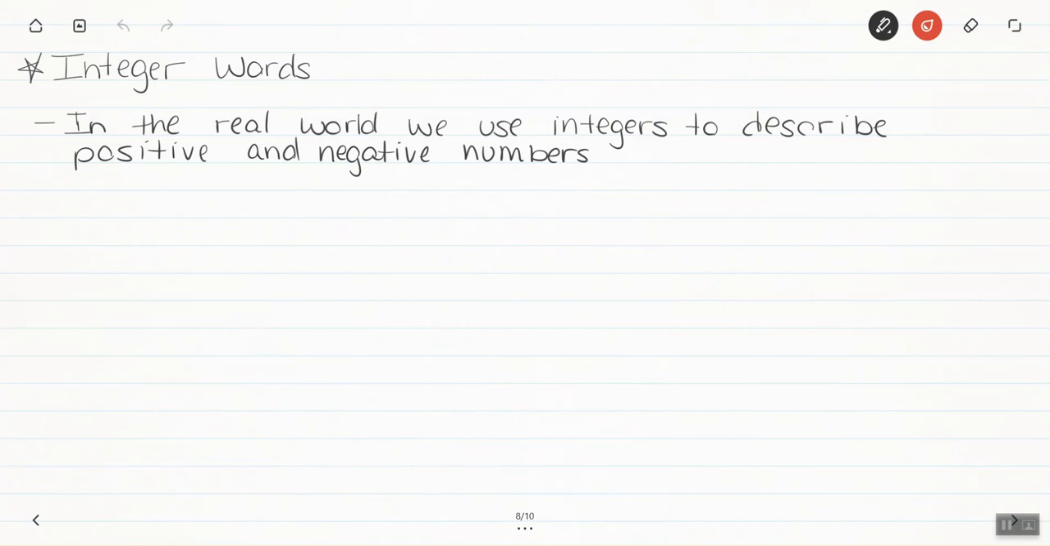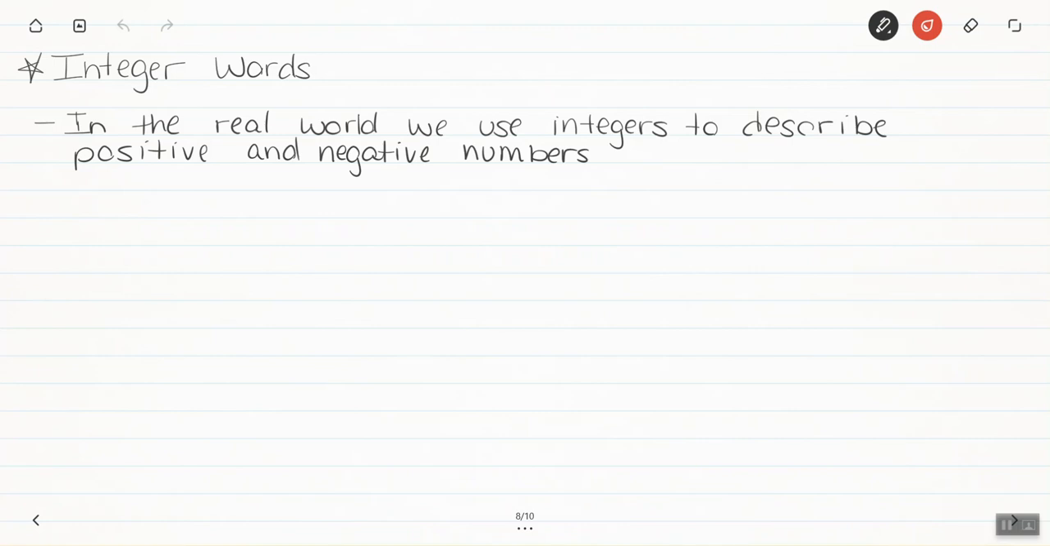So in the real world, we actually use words to tell us if numbers are positive or negative. We don't just walk around and say, oh, that was -5 to my bank account. Well, no, we don't say things like that whenever we're talking about integers. We'll say that, oh, well, we spent $5 or I gave away $5. Those are different versions of saying -$5.